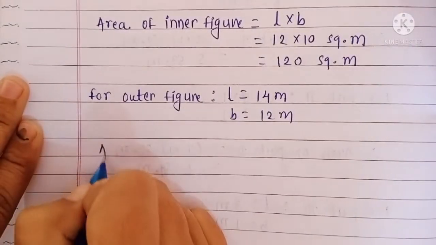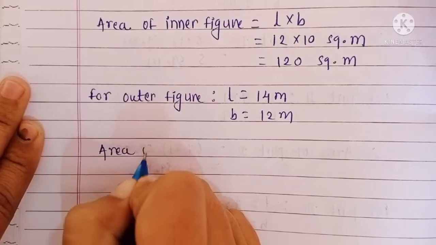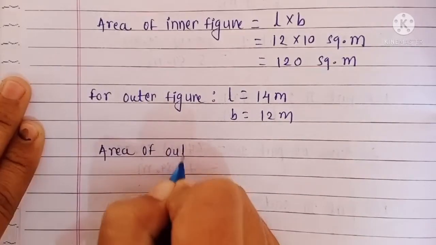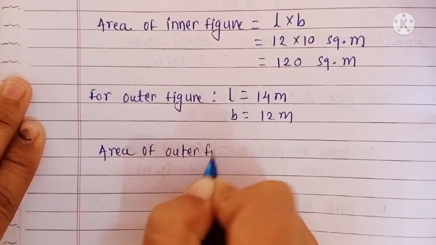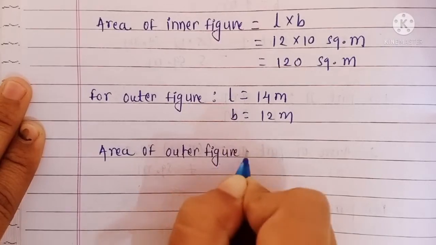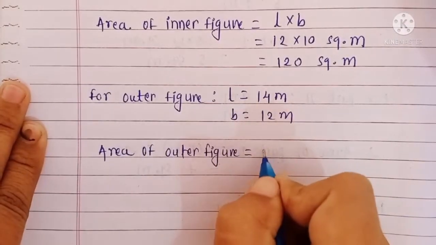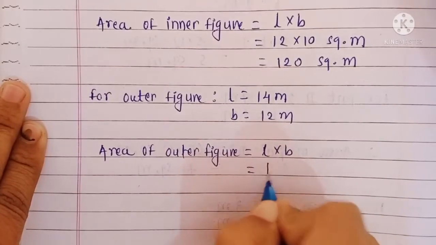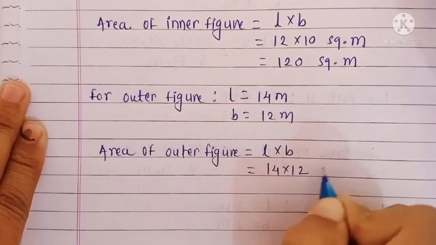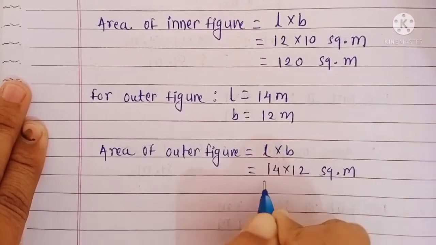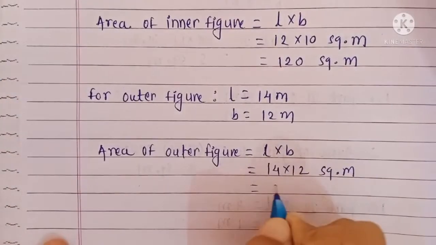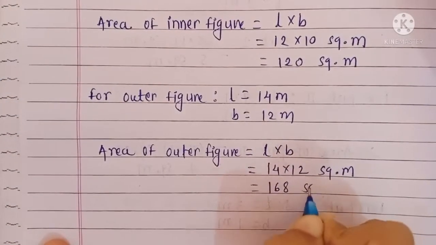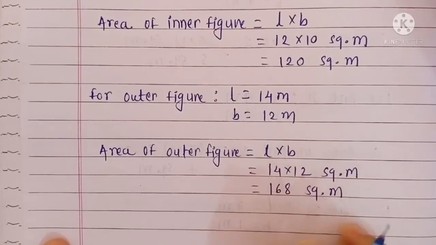So area of outer figure is equal to length multiplied by breadth is equal to 14 multiplied by 12 square meter. On multiplying, we get answer 168 square meter.